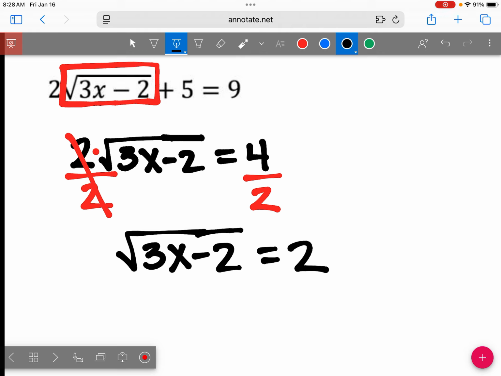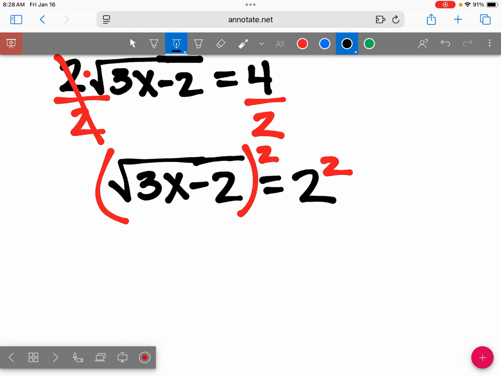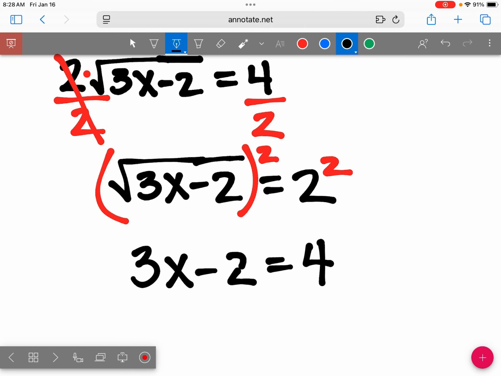So now that I have eliminated all of my imposters, I can raise the roof. There is an invisible 2, so I'm going to square both sides. So what is 2 times 2? 4. All right, go ahead and solve it.